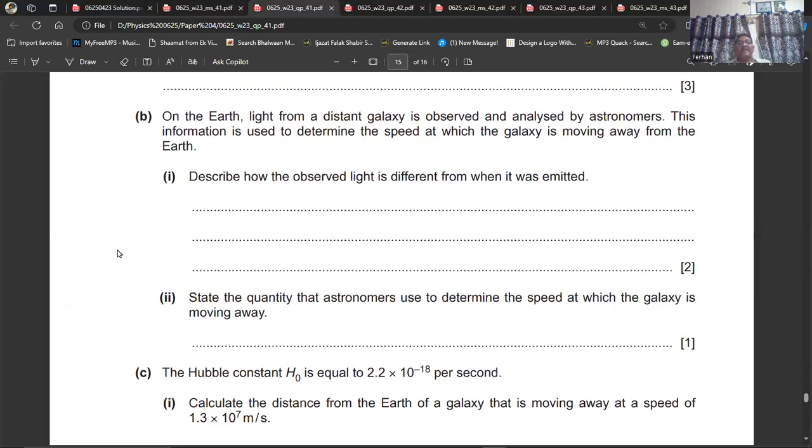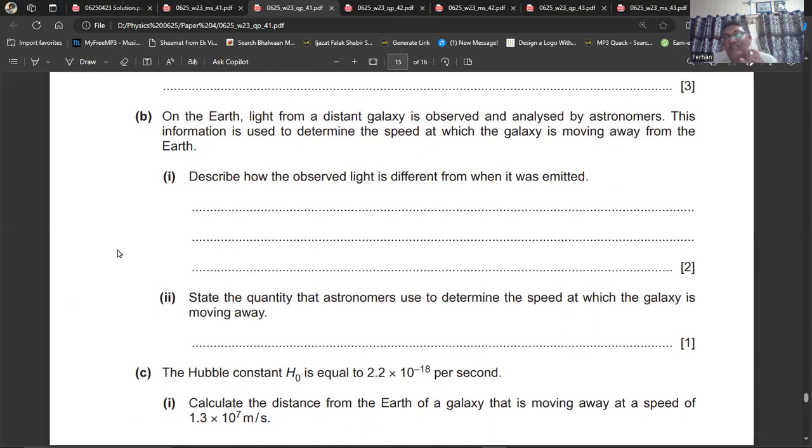Question number 10, part B. On the Earth, light from a distant galaxy is observed and analyzed by astronomers. This information is used to determine the speed at which the galaxy is moving away from Earth. Describe how the observed light is different from when it was emitted.